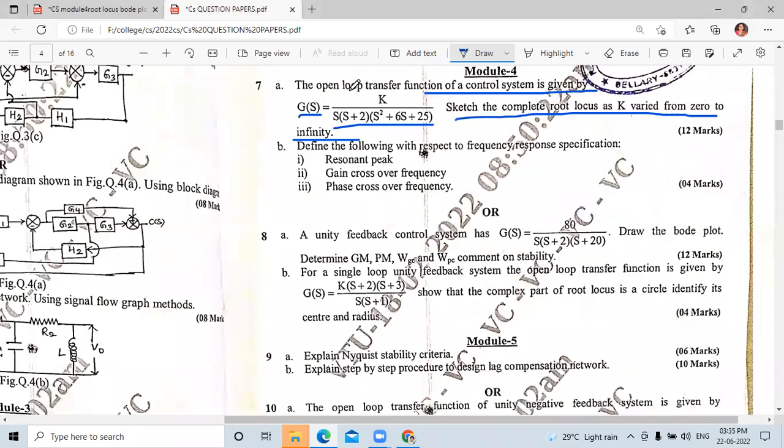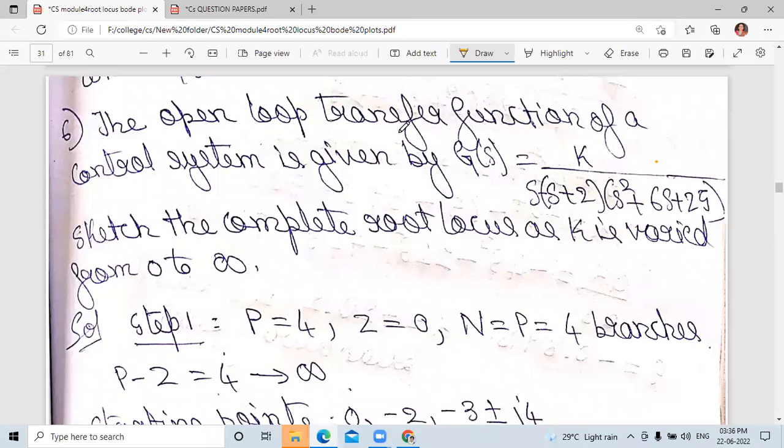So the open loop transfer function of a control system is given by G(s) = K divided by s into (s plus 2)(s square plus 6s plus 25). Sketch the complete root locus as K varies from 0 to infinity. The same question is here, the open loop transfer function is given by the same equation. Okay.